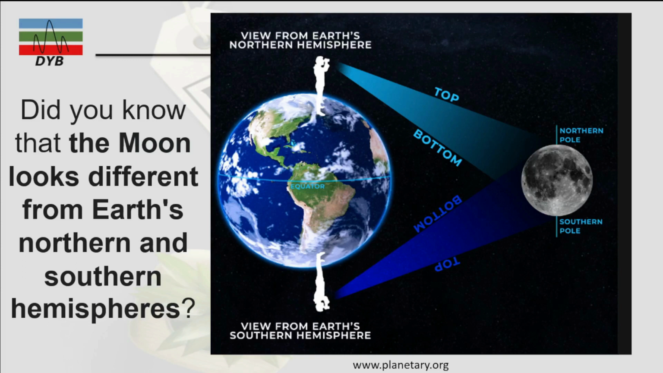Did you know that the moon looks different from the Earth's northern and southern hemispheres? If the moon is here, a person looking from the northern hemisphere will be looking at this part of the moon. But a person here in the southern hemisphere will be looking at this region of the moon. That's why the moon appears differently from the northern and southern hemispheres, and obviously different from the equator as well.